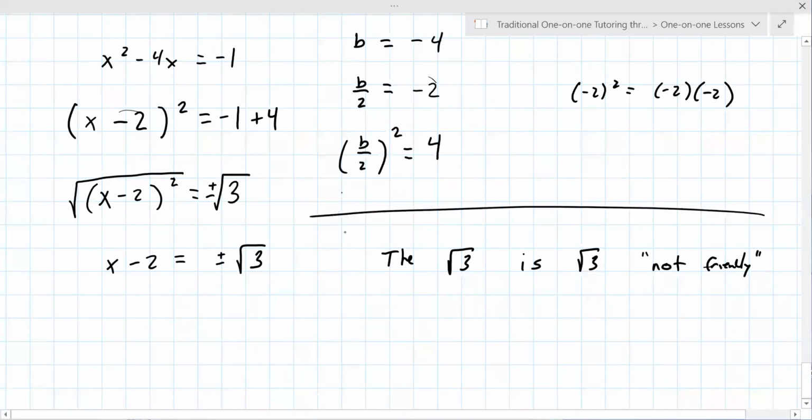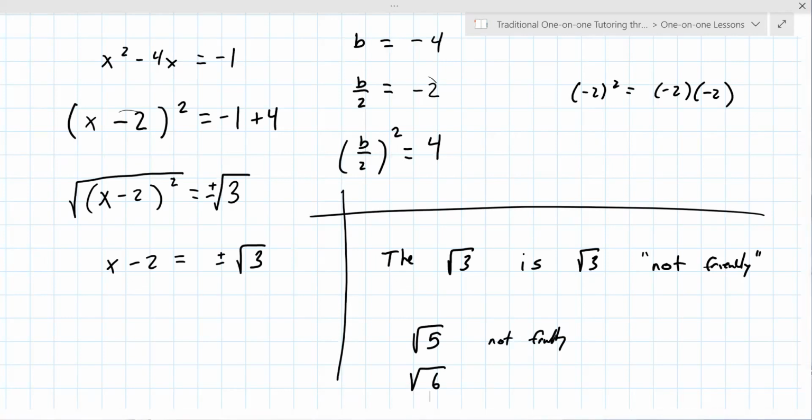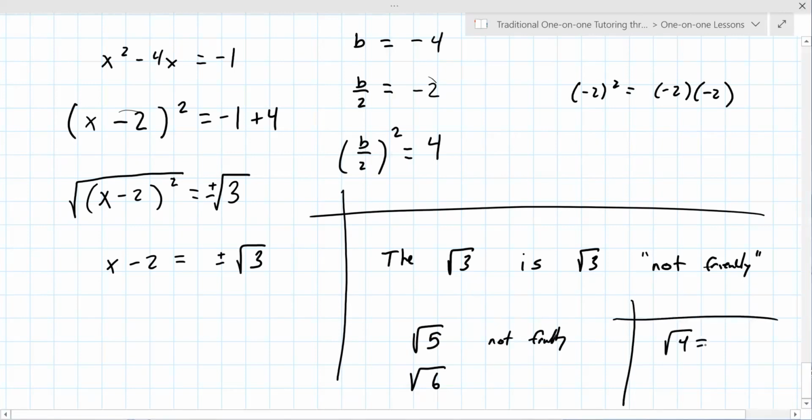And just as an aside here, the square root of 5 is not friendly. Same with the square root of 6. These don't change. They're exactly the way they are. But the square root of 4, that is friendly. The square root of 4 is 2. The square root of 9 is 3. Those are friendly.